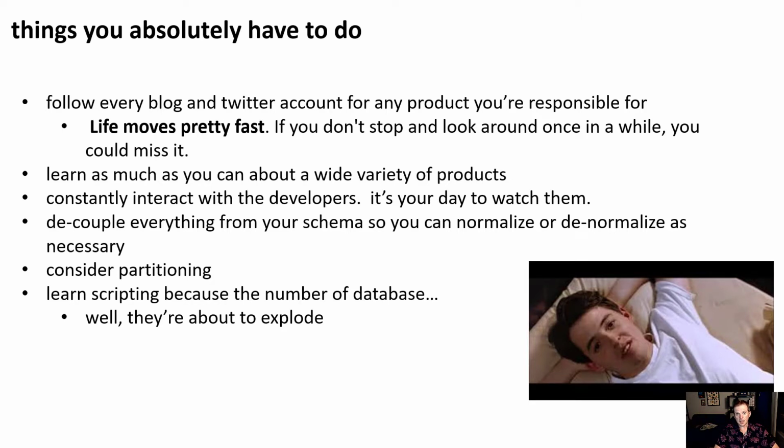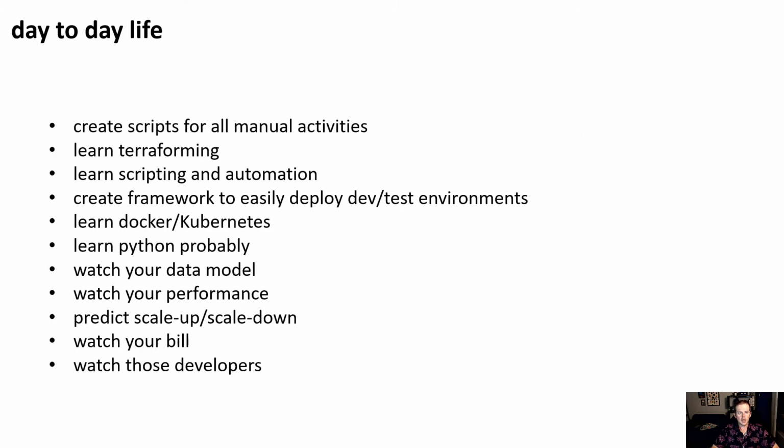Consider partitioning. Partitioning is a way to make a great big table, really a series of really small tables that are easier to modify, like defragment and maintain. Partitioning will also help you think in terms of horizontal scale, which is a very good practice to get in the cloud. Learn scripting, because your number of databases, well, they're about to explode. And so you're going to need to learn scripting so you can manage them collectively without having to do things one at a time.